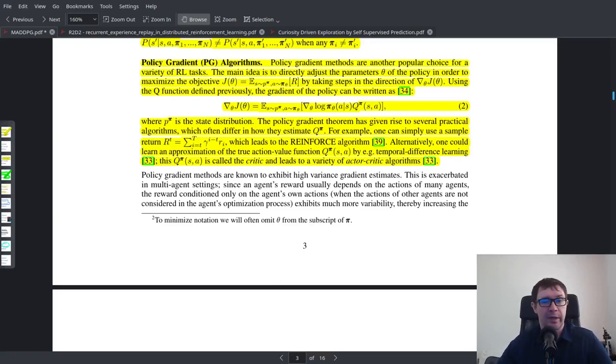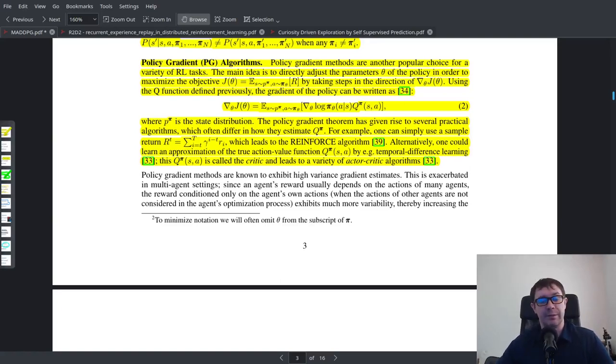Now, there are multiple ways of estimating the Q function. In particular, if you use the sampled returns from the agent's interactions with the environment, then this is an algorithm called REINFORCE. It's a type of Monte Carlo learning. It's pretty popular, even though it is kind of a somewhat older algorithm.